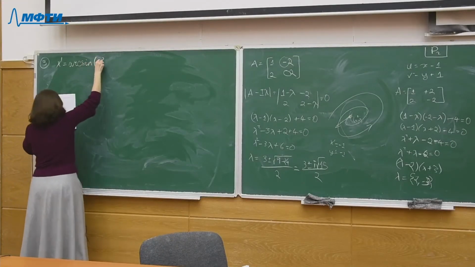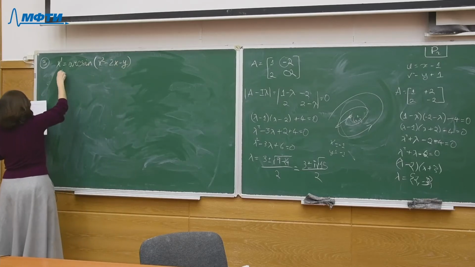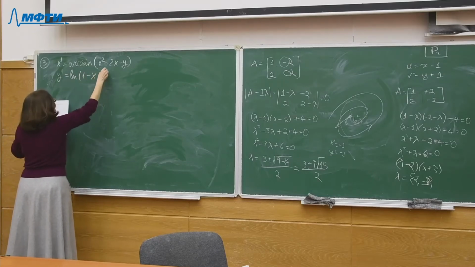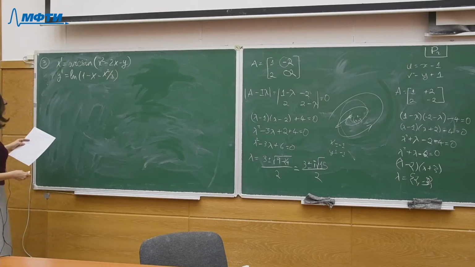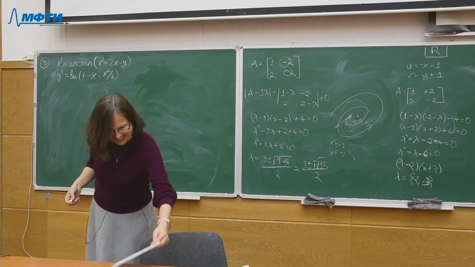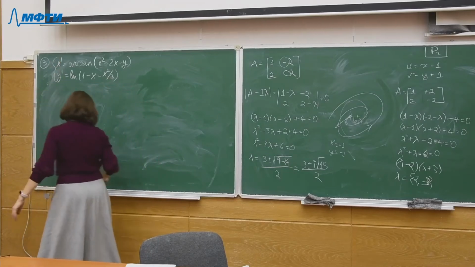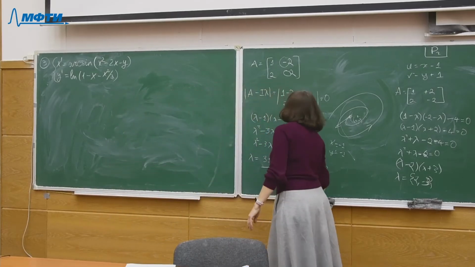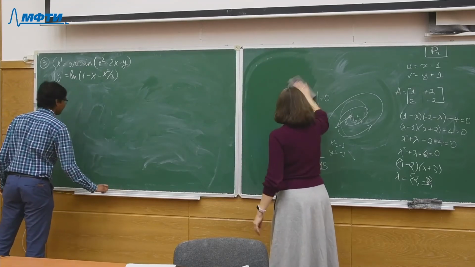Arcsine of x squared minus 2x minus y. And y prime is ln of 1 minus x minus x squared third. Okay, welcome. If I'm not mistaken in rewriting this task from the book, I hope so. So first we need to find the critical points.